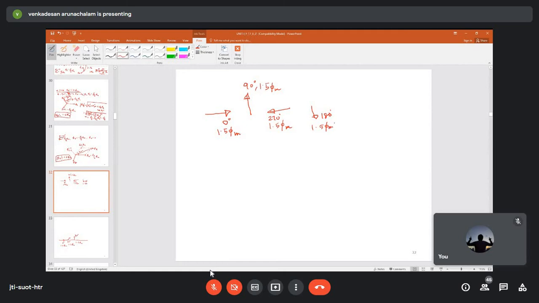If you want, you can check later. Then for 360 degree, again you will get the same. This is for 360 degree. 0 and 360 will remain same. You will get 1.5 times of phi m. What do you understand from this?